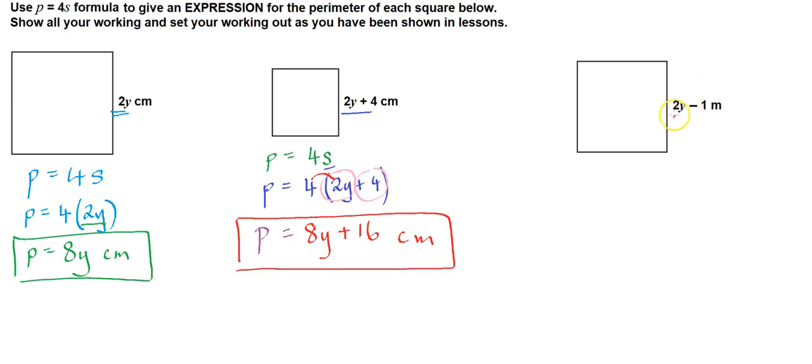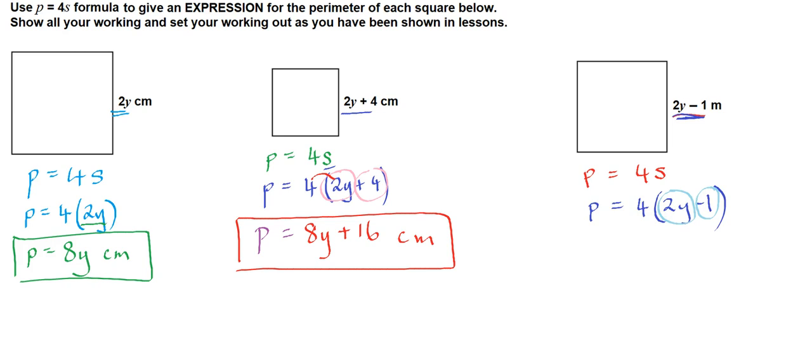This one over here is very similar to the previous one. So we'll start with our formula, and then we just rewrite the formula, plugging in what we know. So we do know that we have to multiply 4 by whatever one of the sides is, and the sides in this case are all 2y minus 1 in length, and this means that we have 2 terms inside the brackets. There they are.